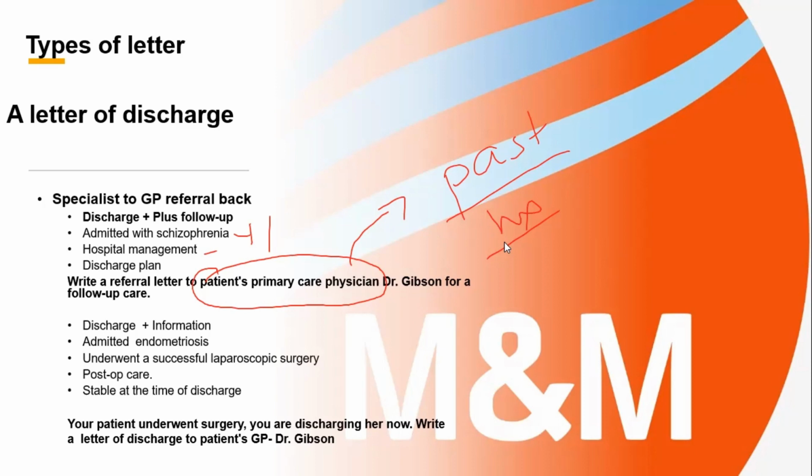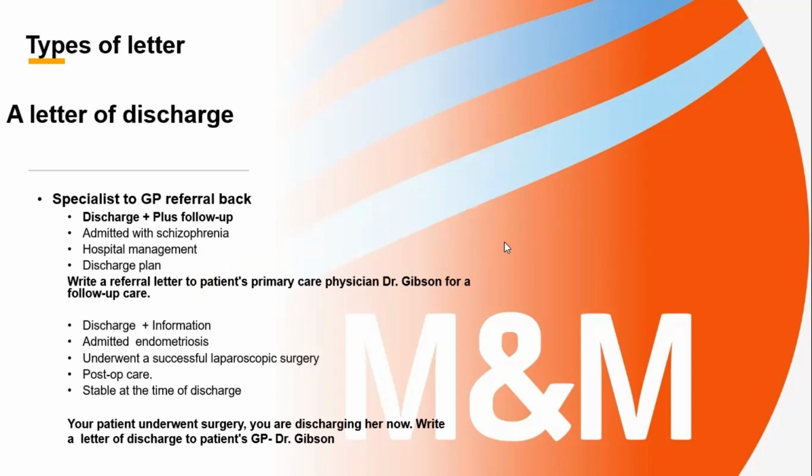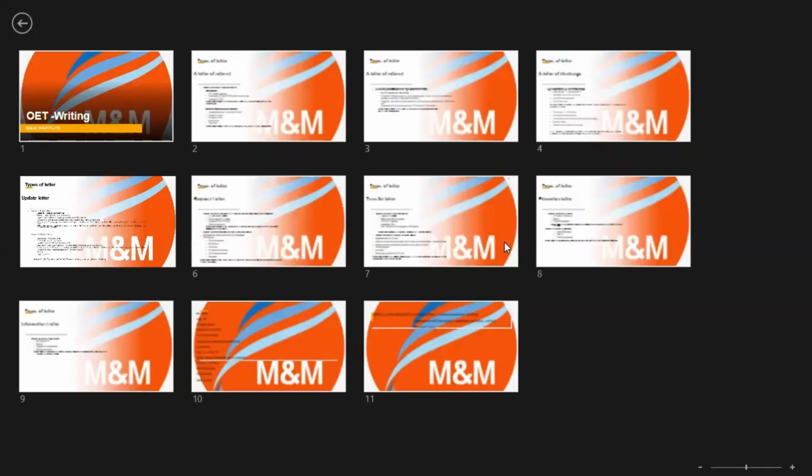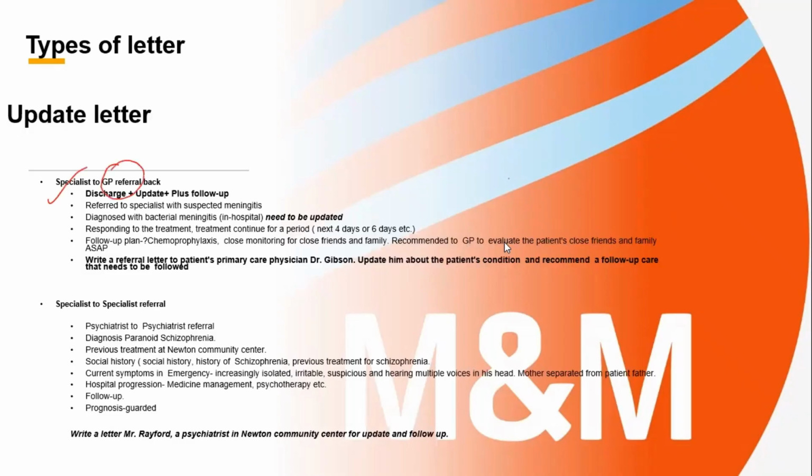So moving on, we can see that a letter of discharge can have the guideline for the follow-up and just the update in the letter of discharge. So these are some of the examples that when we are writing a letter of discharge, it's a kind of referral back to the primary care physician. Past history is irrelevant. Whatever the task of follow-up, it is important to expand it.